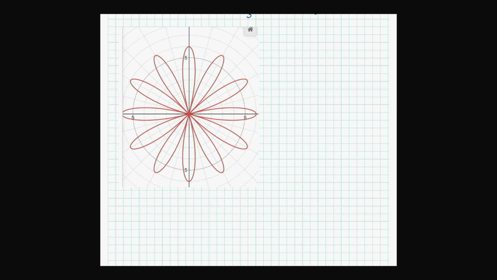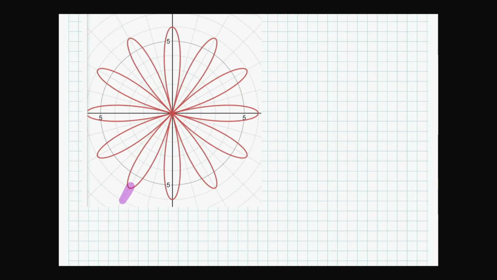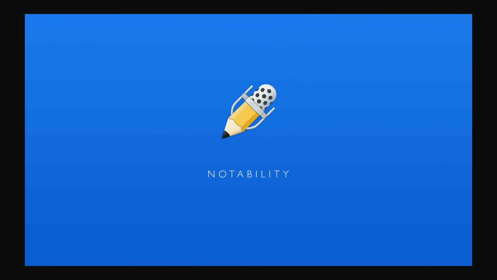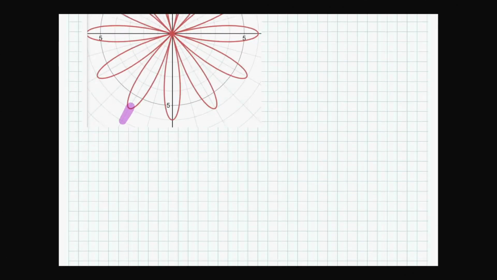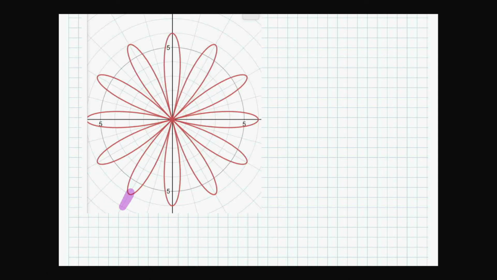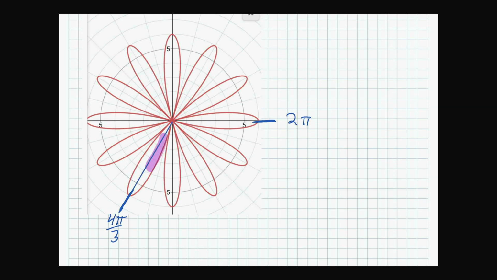Oh, the page is frozen. So I can go back. Then I go back in. Now it's not frozen. Okay, but now erase. Sorry. I believe this is 4 pi over 3. And then, of course, 2 pi is over here. So what you're looking at then is this section that's only half of that petal, this petal, there. Okay, so that's the area that they're talking about.